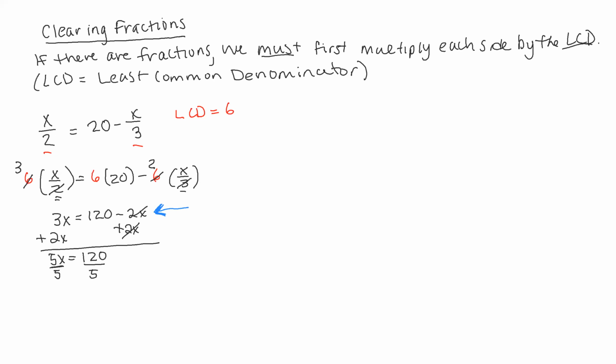On the left, 5 divided by 5 is equal to 1. 1 times x is x. And then on the right hand side, 120 divided by 5 is 24. Okay, so let's check our work. So we think that the solution is 24. We're going to rewrite the original equation, but anywhere we see an x, we're going to put a 24.